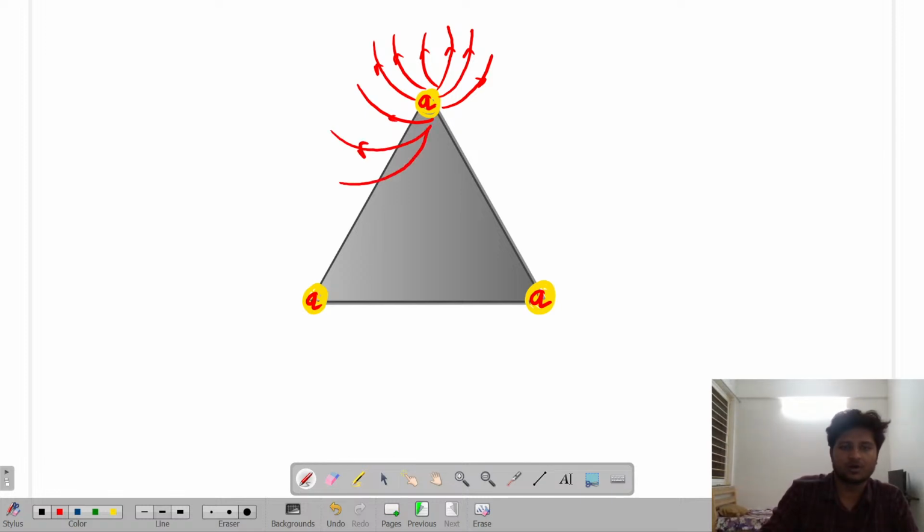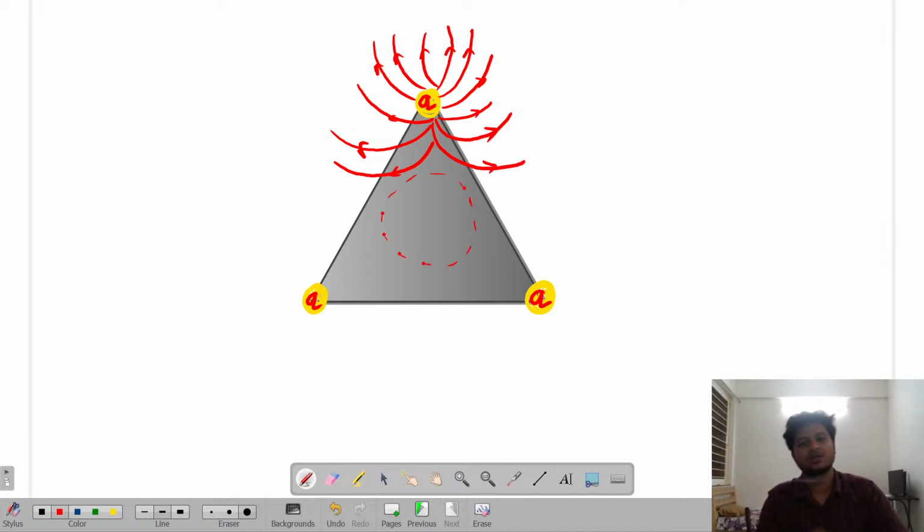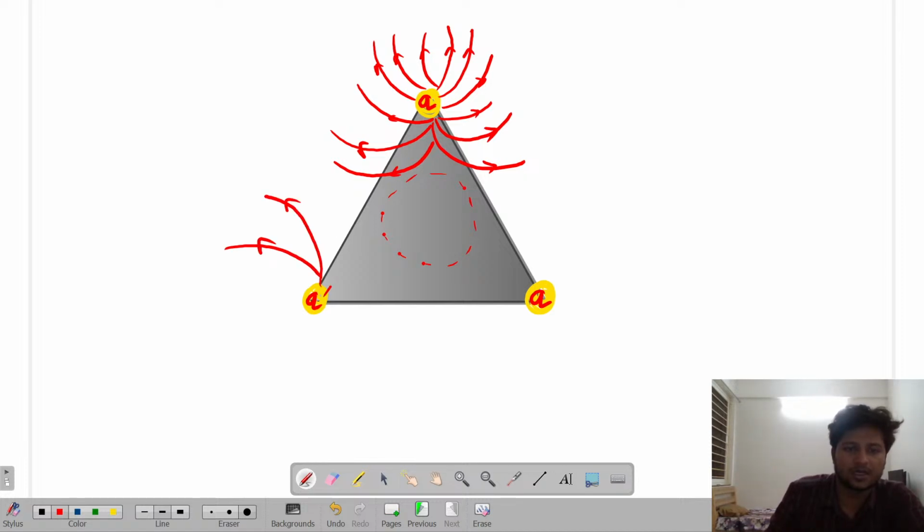And since all are positive in nature, what you are going to observe is that these field lines, in between them, create a gap, and that is itself looking like a circle. What kind of shape will it look like? Like a circle. Are you able to get me or not?